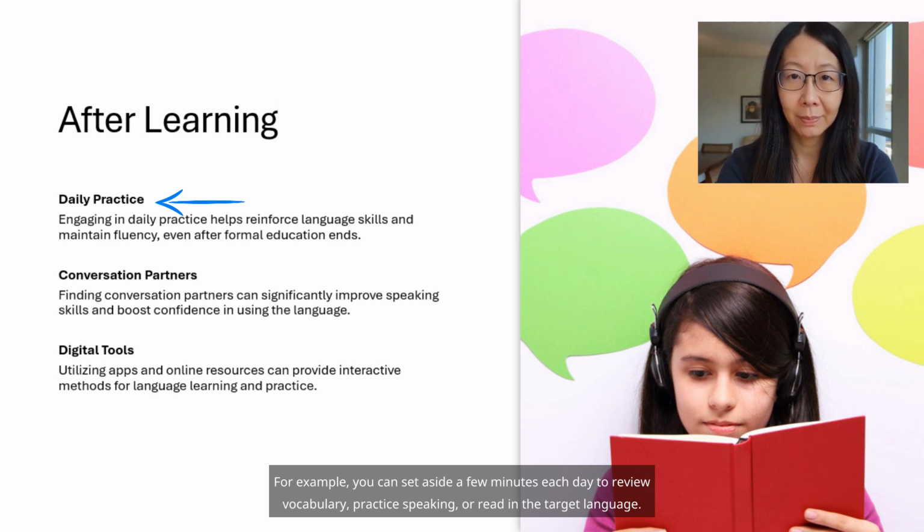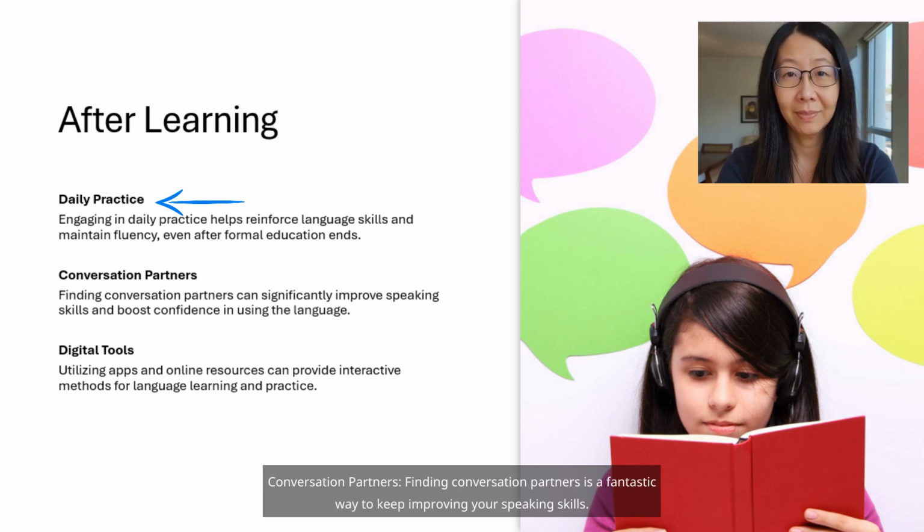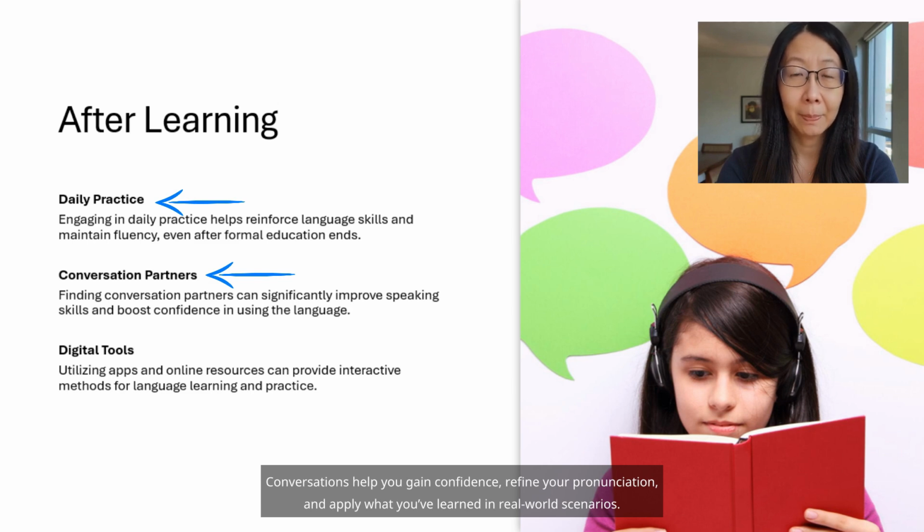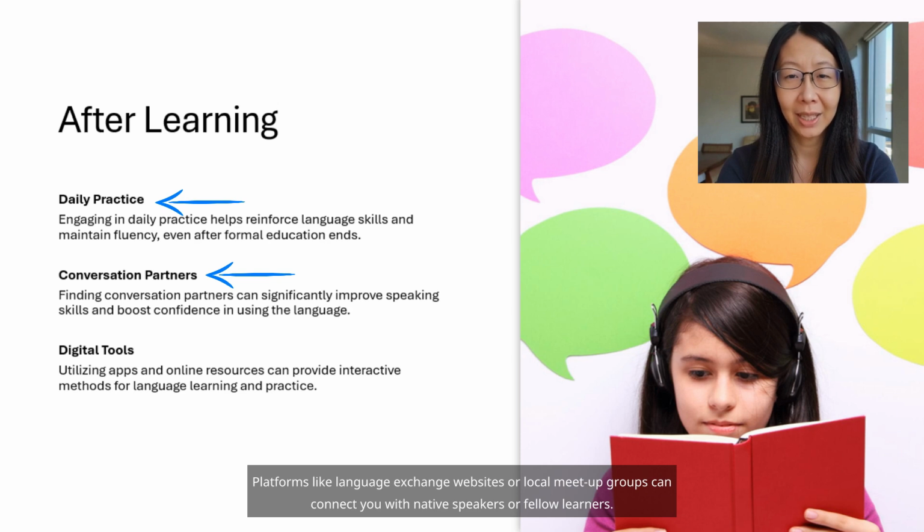target language. Conversation partners. Finding conversation partners is a fantastic way to keep improving your speaking skills. Conversations help you gain confidence, refine your pronunciation, and apply what you've learned in real-world scenarios. Platforms like language exchange websites or local meetup groups can connect you with native speakers or fellow learners.